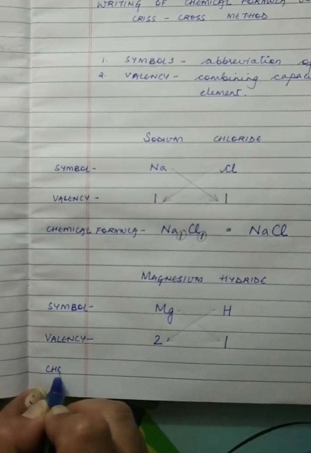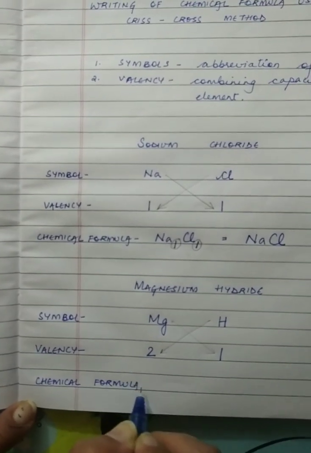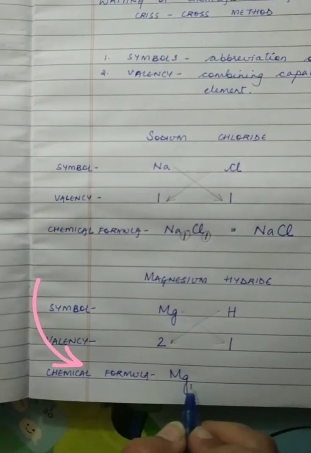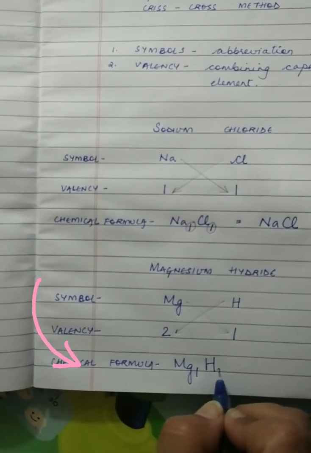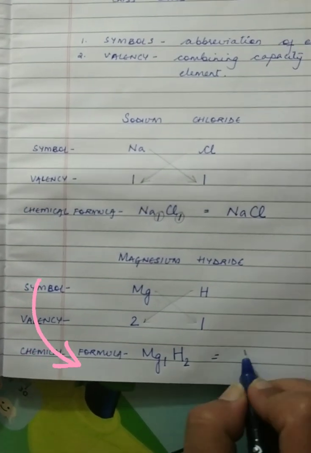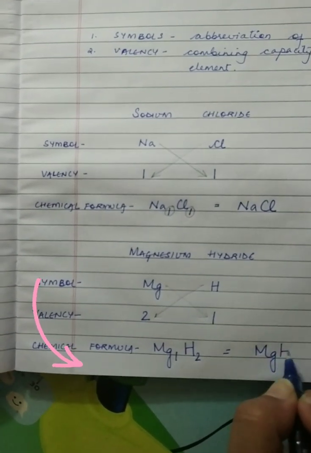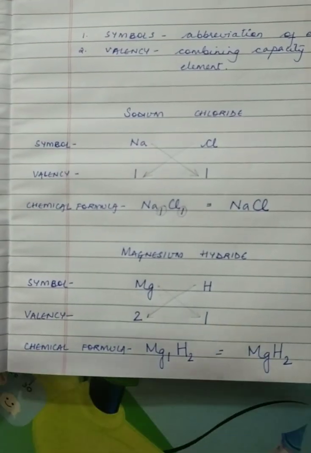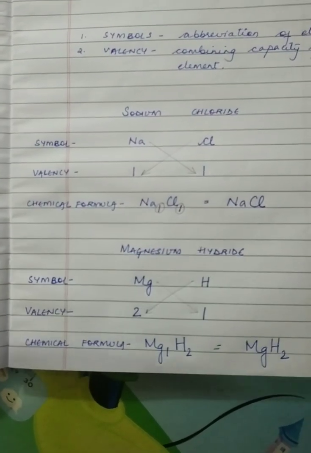Then we write the chemical formula. So the chemical formula of magnesium hydride is Mg. It is pointing to 1. H. It is pointing to 2. As I told you, we do not write 1, so we just write Mg. H. What is the number here? 2. So the chemical formula of magnesium hydride is MgH2. This was simple. Let's do a little bit more complicated one now.